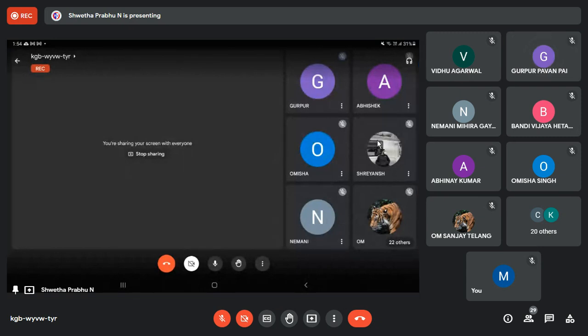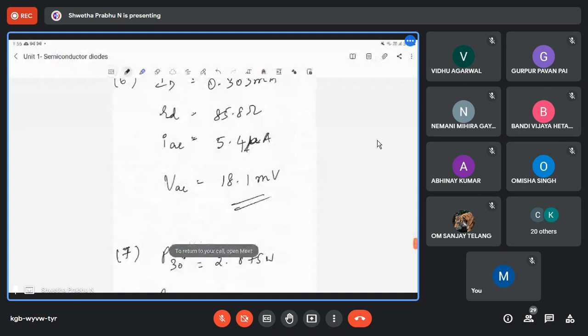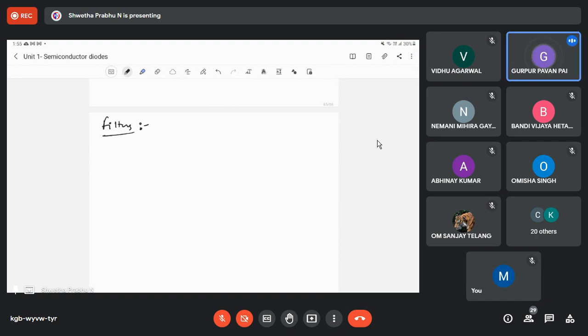Okay. So we'll continue with today's session. Today's topic of discussion is filters. What is filter? Anybody? It is the device used to remove ripples from the rectifier.